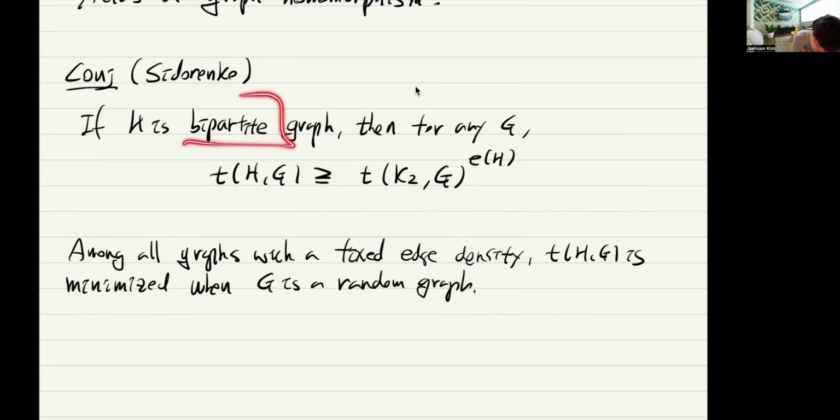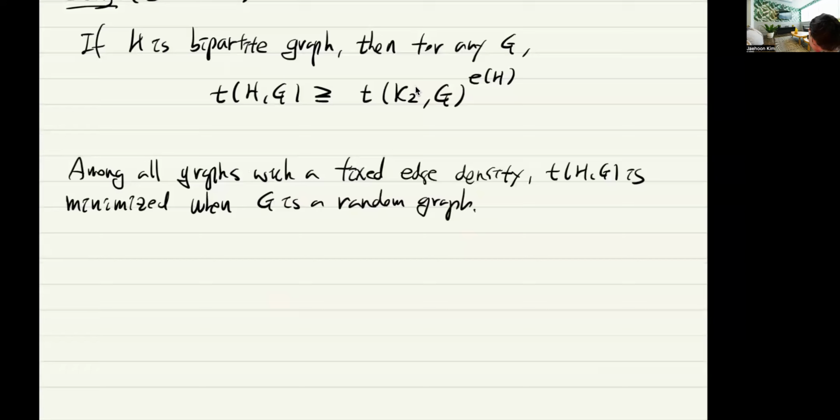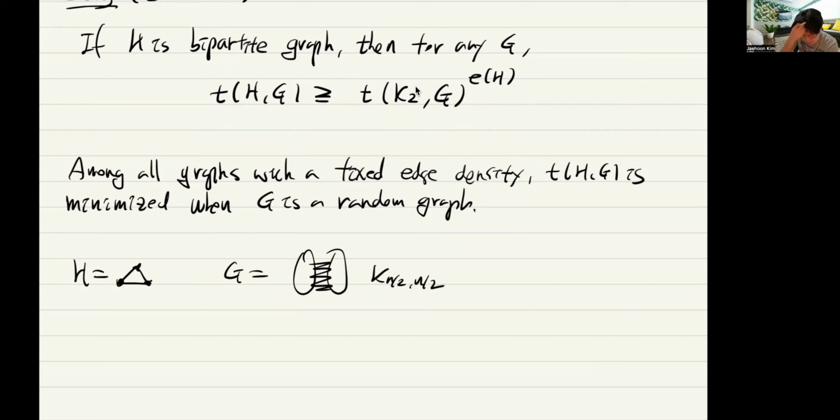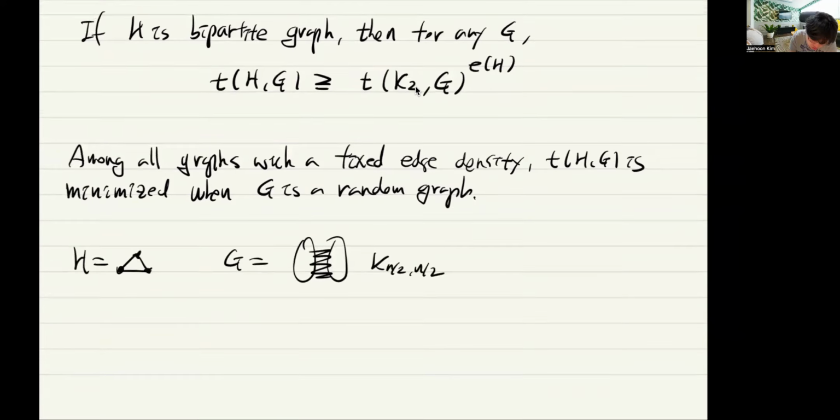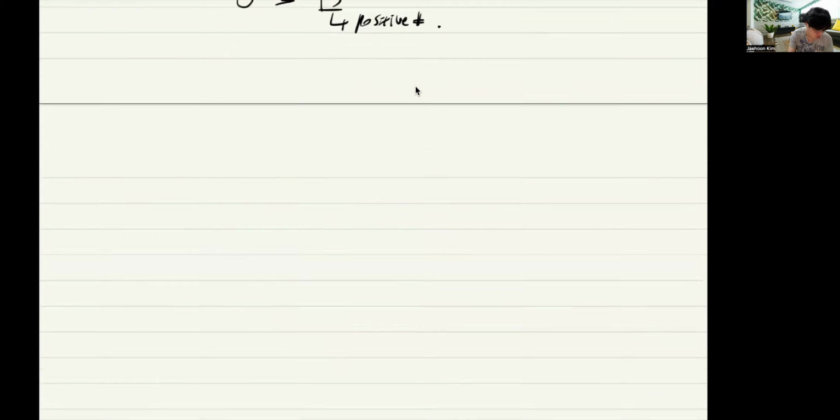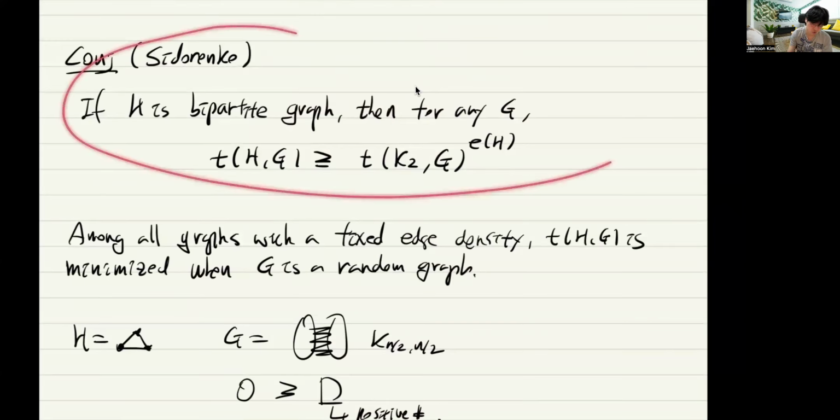And this is only for bipartite graphs because it's not true for general graphs. For example, if H is K3, a triangle, and G is a complete bipartite graph, K_{n/2,n/2}, then what happens? Then you have 0 here, and on the right-hand side, you have a positive number. So this doesn't work. So it only holds for bipartite graphs. And this conjecture is open.